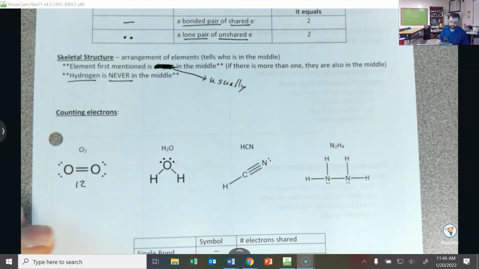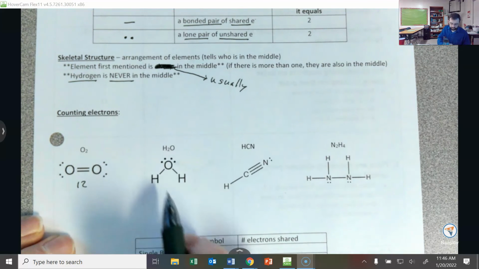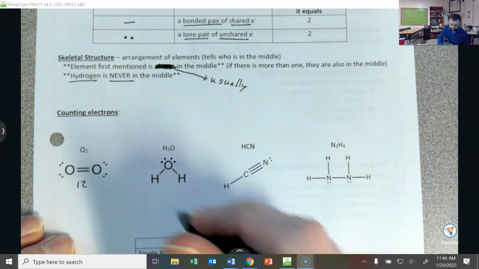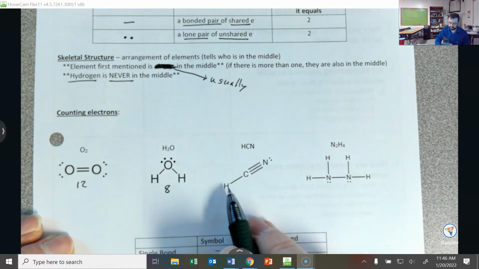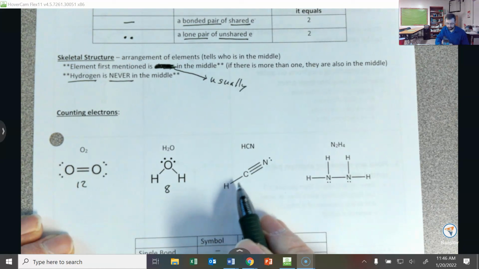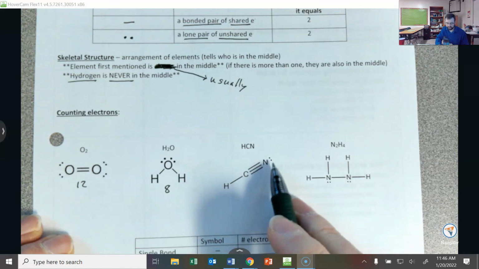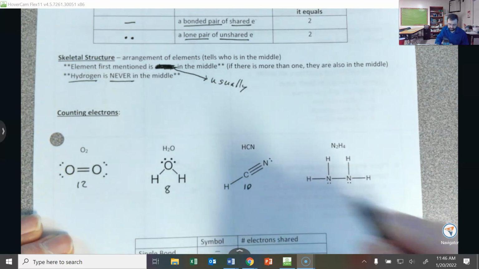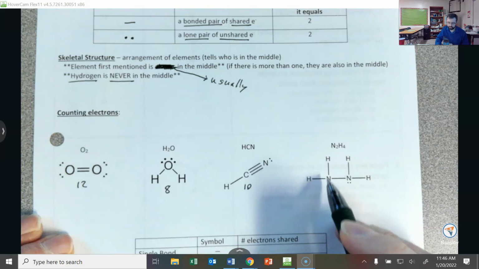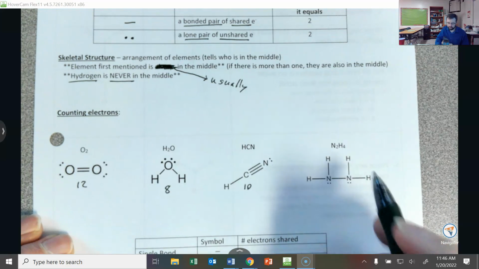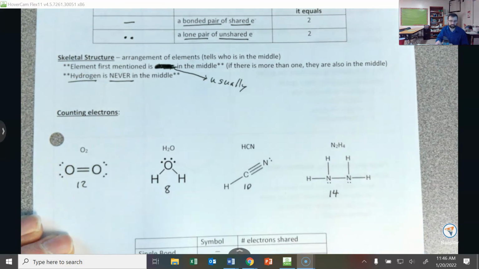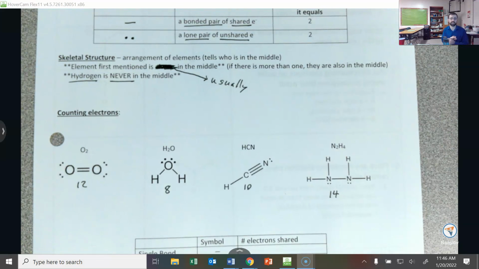Okay. Then oxygen or water would be 2, 4, 6, 8. HCN, 2, 4, 6, 8, 10. And then this one, 2, 4, 6, 8, 10, 12, 14. It's counting valence electrons.